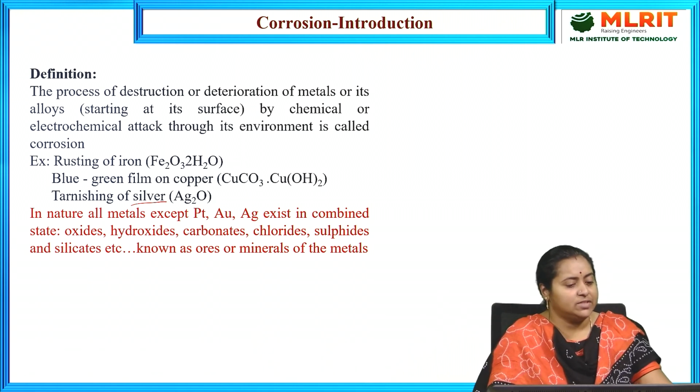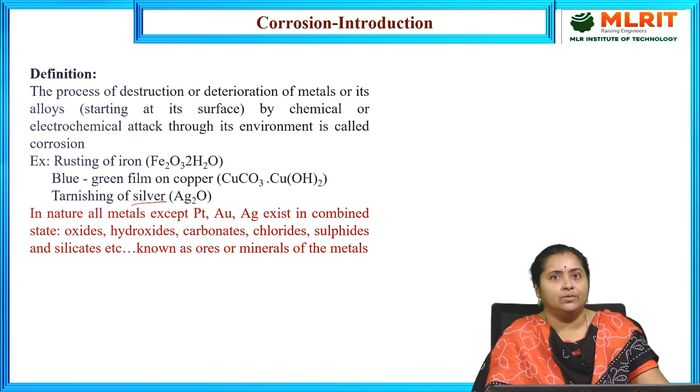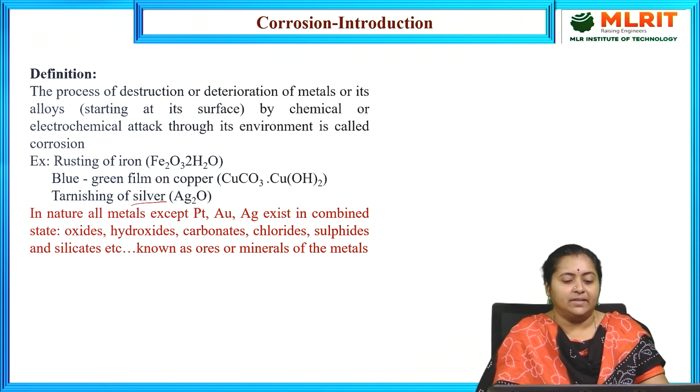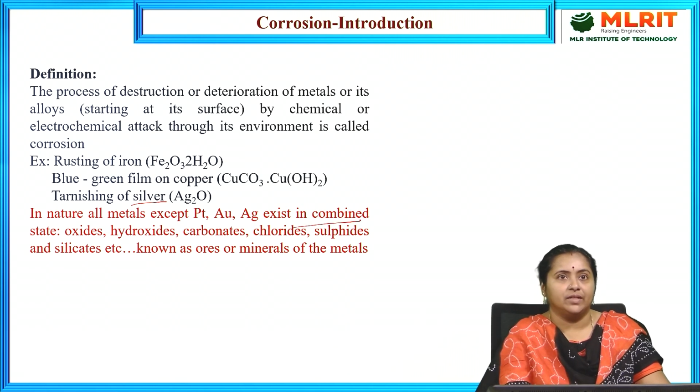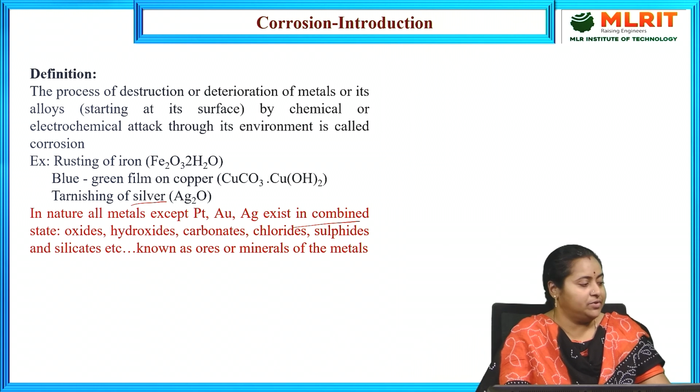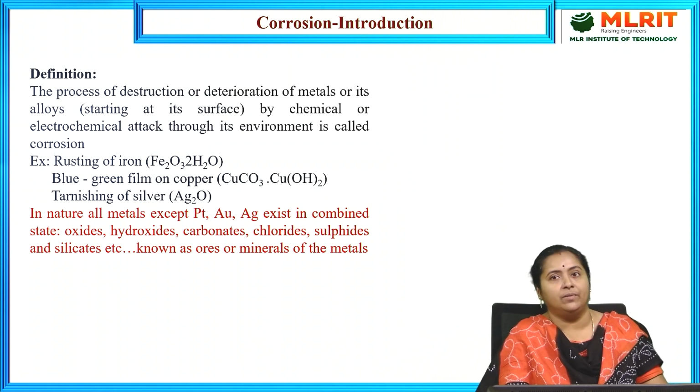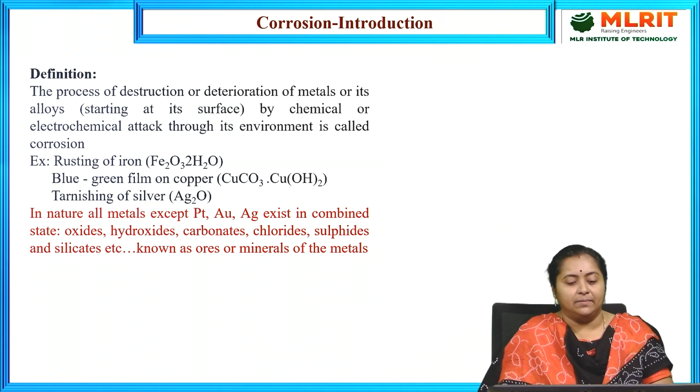In almost all the metals, except platinum, gold and silver, that exist in nature, the remaining metals are produced in the earth's core in a combined form. That means they are available in the earth's core in combined state, in their oxide form, hydroxide form, carbonate form, chlorides, sulfides and silicates. These are what we call ores, or impure form of metal, or simply mineral deposits that were produced in the earth's crust.